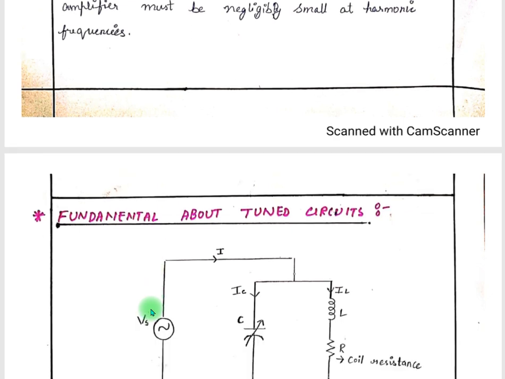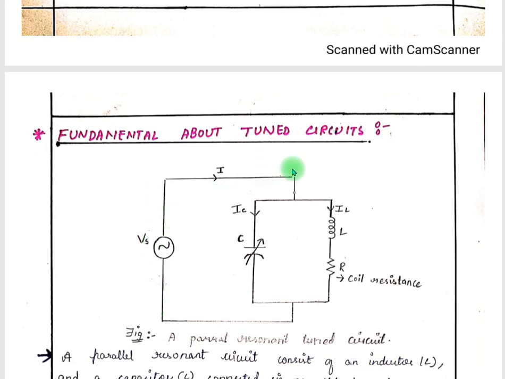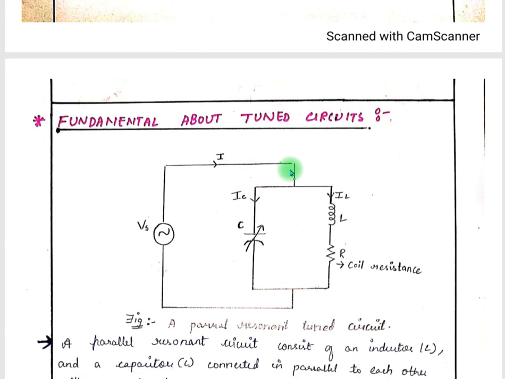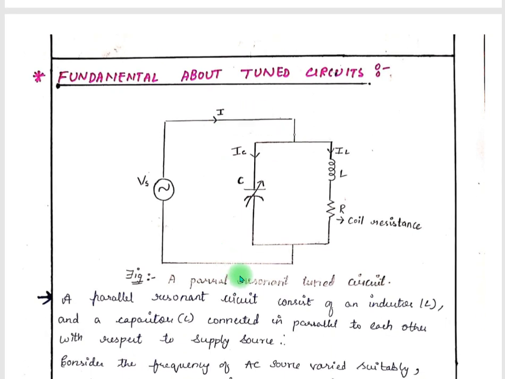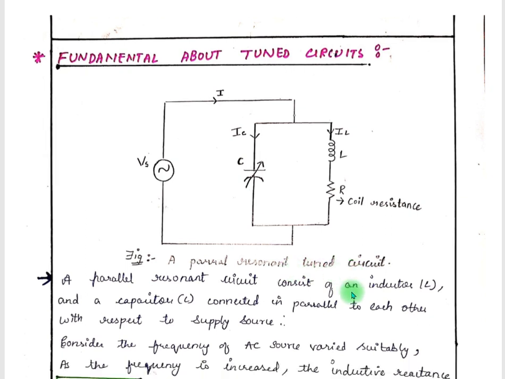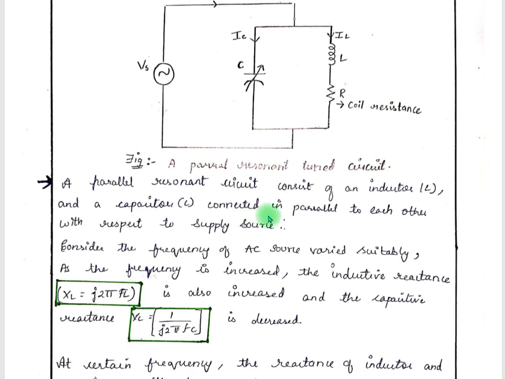Next, let us understand the fundamentals of tuned circuits. The fundamentals of tuned circuits include impedance, resonance curve, bandwidth, quality factor, etc. The figure shown here is a parallel resonant tuned circuit. A parallel resonant circuit consists of an inductor L and a capacitor C, which are connected in parallel to each other with respect to the supply source Vs.